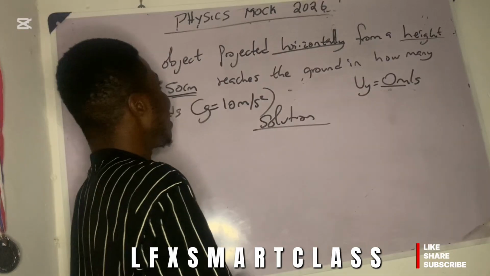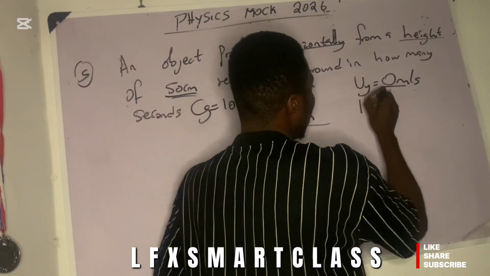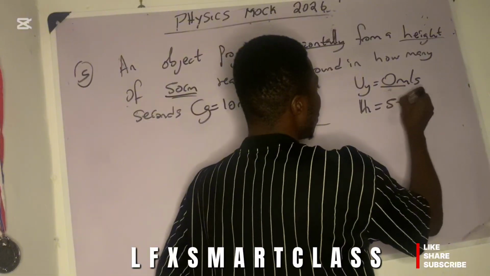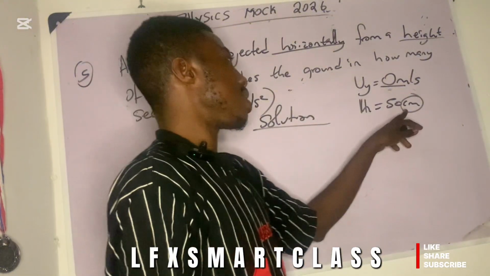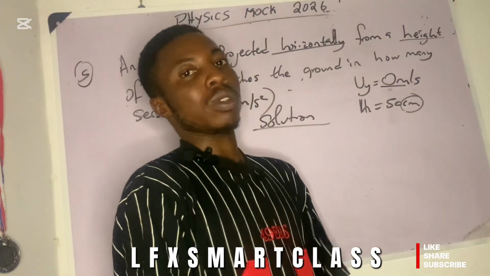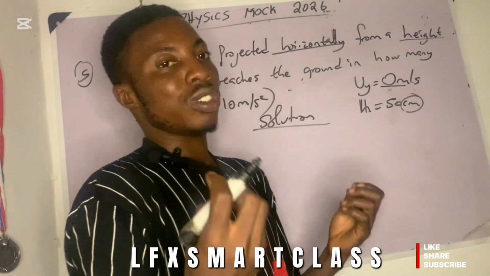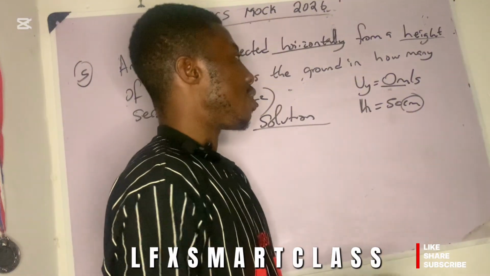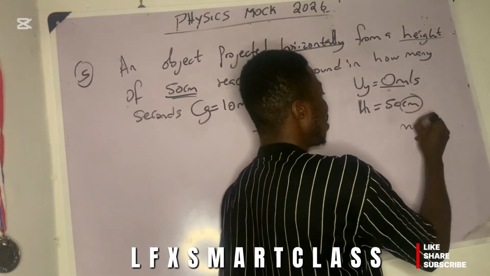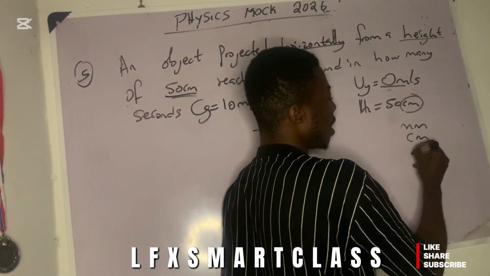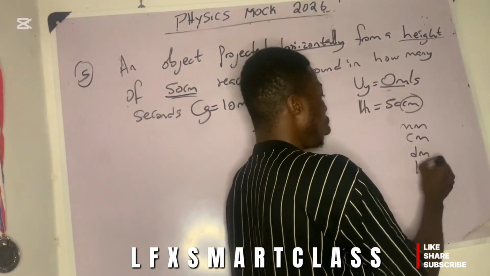So the next thing is the height, which is 50 cm, h is equal to 50 cm. Remember that this is in cm. That means this is meant to be converted. For you to convert this, there are some simple tricks you have to have in mind. If you're converting anything to meter, it can be in millimeter, it can be in centimeter, and it can be in decimeter. It can also be in kilometer.